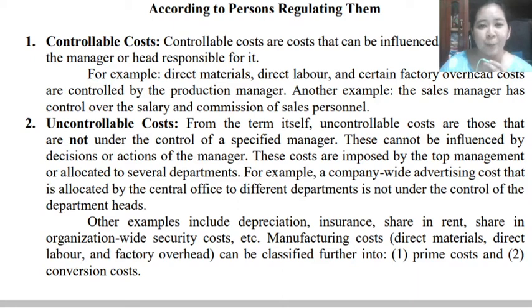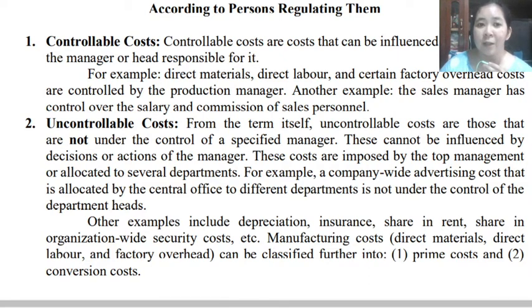An example of this is a company-wide advertising cost. This is allocated by the central office to the different departments, and is not under the control of the managers or department heads. Other examples are depreciation, insurance, share in rent, share in organization-wide security cost, and other general and administrative expenses.